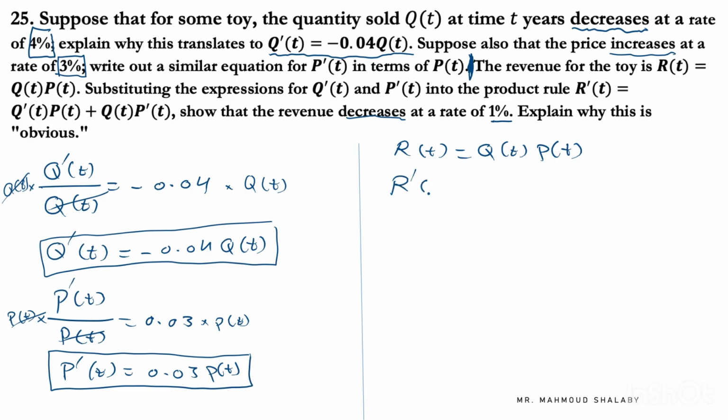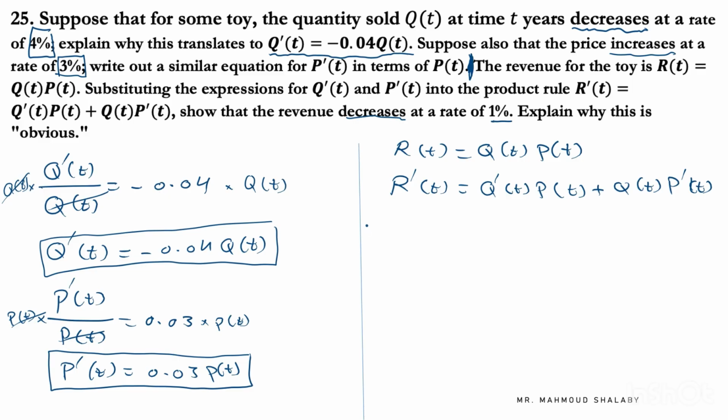And to find R prime of t, we use the product rule, which means differentiate the first multiplied by the second, plus leave the first as it is, multiplied by the derivative of the second. So this is the product rule. First the derivative, multiply the second, then first multiply the derivative of the second. Okay? And it's already given in the question. You should know how to do this.